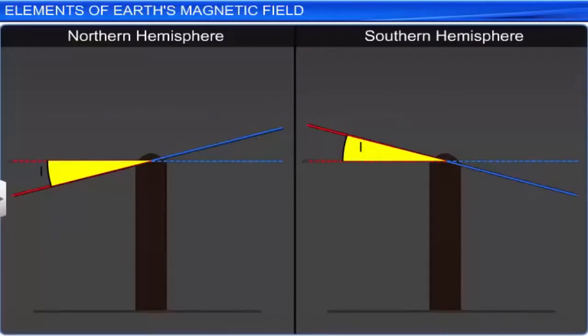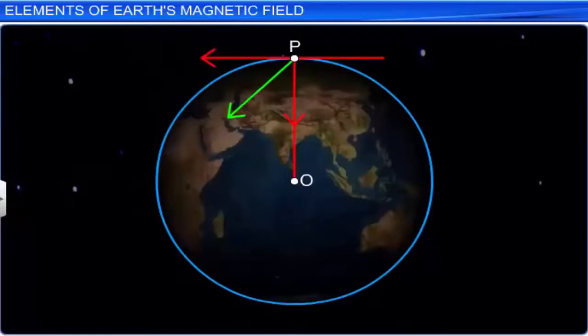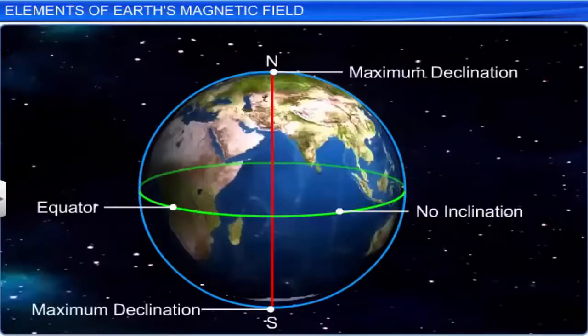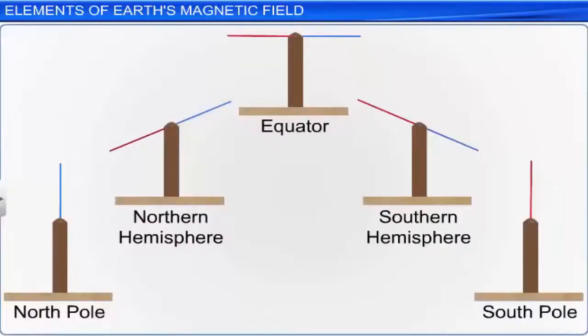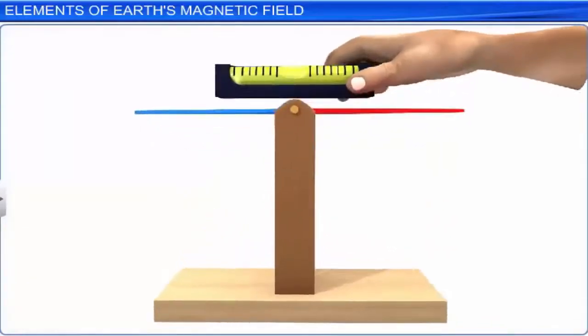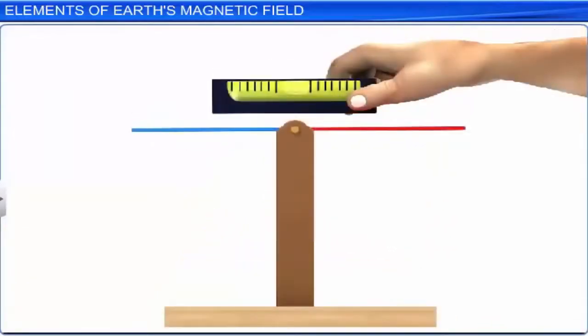In other words, inclination is the angle that the total magnetic field of the Earth, BE, makes with the horizontal surface of the Earth at a given point. The inclination is 0 at the equator and increases as the latitude increases. If this compass is placed atop the magnetic pole, it will come to rest in the vertical position. We can measure the inclination at any given point using a magnetic needle with the horizontal axis and a spirit level.